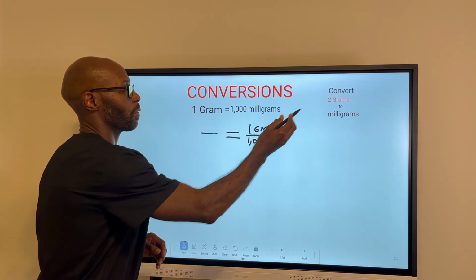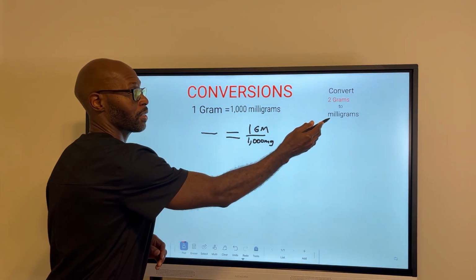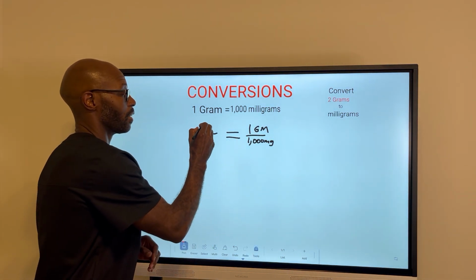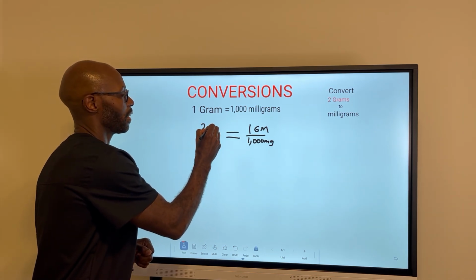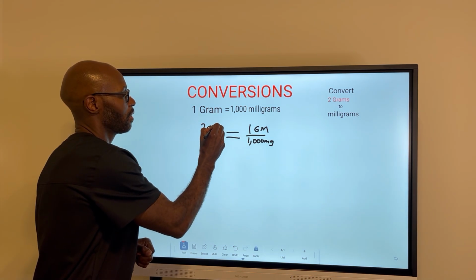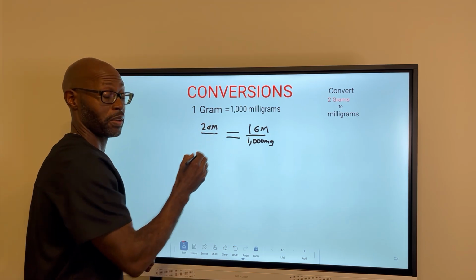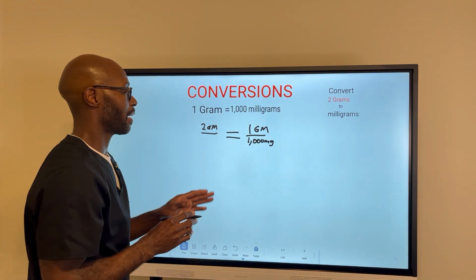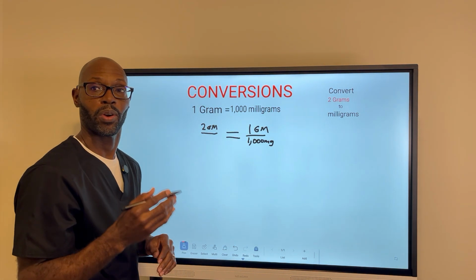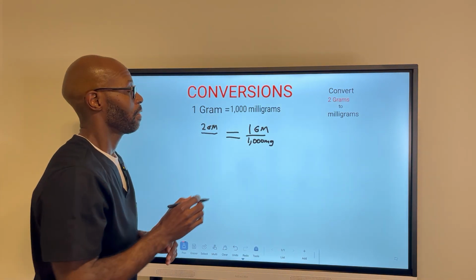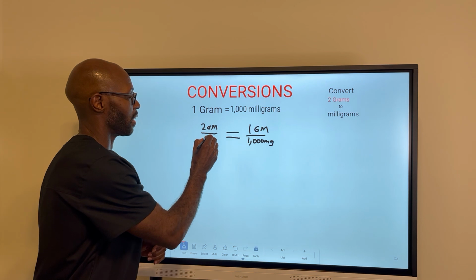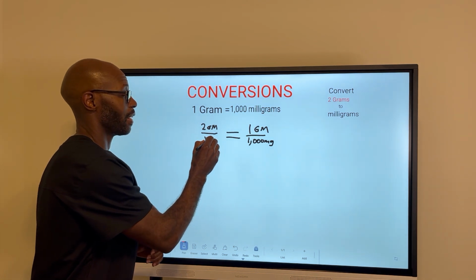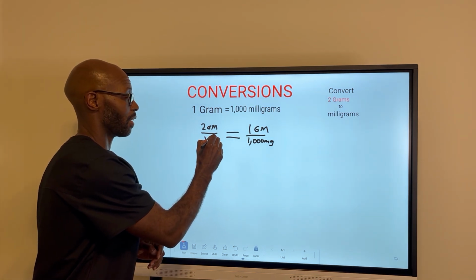At this point, we're going to convert 2 grams to milligrams. On the right-hand side, we're going to write 2 grams, and remember, we abbreviate. Since we're trying to figure out what the milligrams are, we don't know that yet. So under the 2, we're going to write an X, and again put the unit there for milligrams.